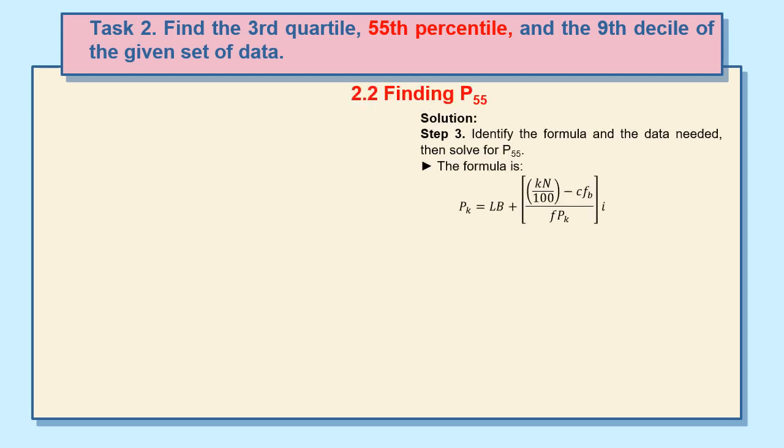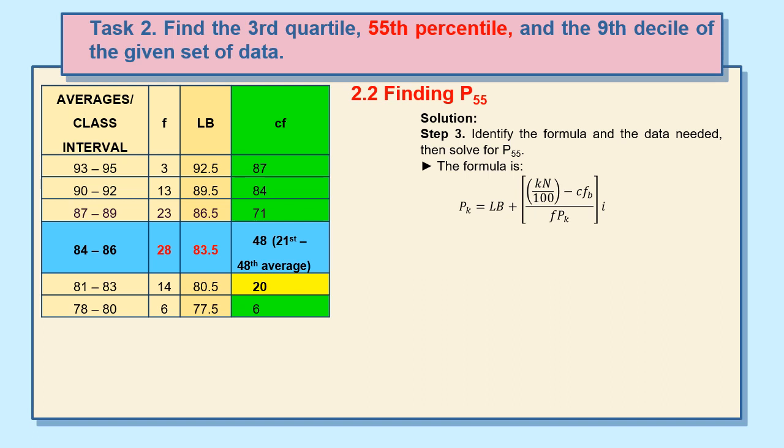Now we have the final step in finding the 55th percentile: identify the formula and the data needed. The formula that we are going to use is P sub k equals LB plus the quantity of Kn over 100 minus Cf sub b over Fp sub k times I.